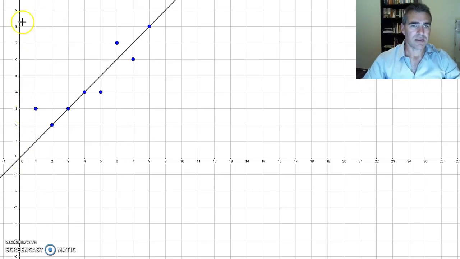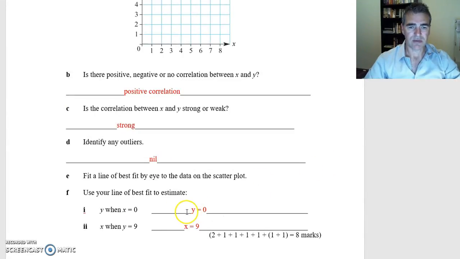Then it also asks us for the last question, what happens when Y is 9? Well, there's Y is 9. Go across till we hit the line that we've drawn and go down, and we find that X is also 9. So we place our two solutions here on our sheet. So when X was 0, Y was 0. And when Y is 9, we found that X is 9.